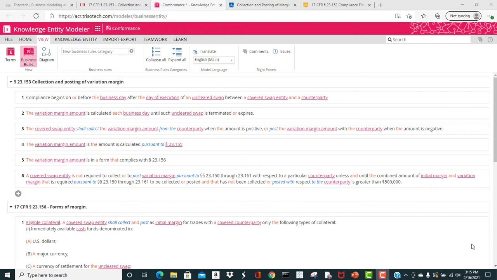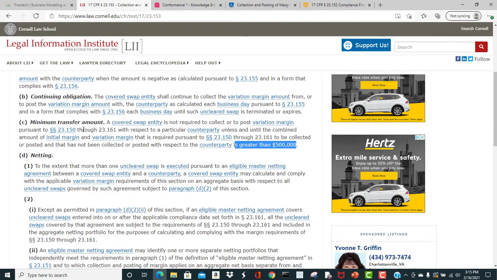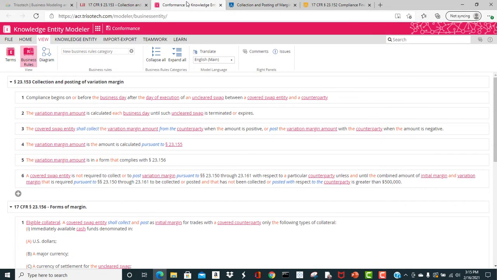So here are the consolidated rules for complying with collection and posting of variation margin. We took the 8 rules that we developed in looking at the regulations and broke them down into these 5. And then rule number 6 here is related to the minimum transfer amount, which basically says that none of this applies unless the initial margin and variation margin is greater than $500,000. Now we're positioned to take these rules and turn them into either workflow or decision logic.